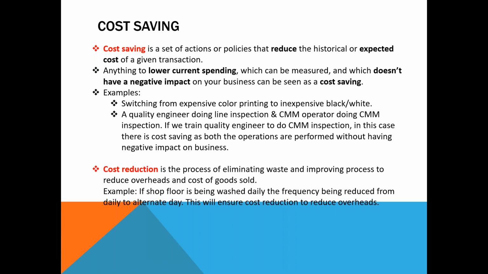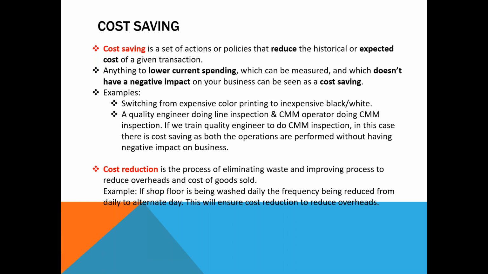We'll take some examples. Switching from an expensive color printing to a black and white. This is a cost saving. In a shop floor, there are two quality engineers. One engineer looks after the CMM operation and one looks after the daily line inspection. Now it was observed that there is a lot of scope and both are not fully loaded. They have plenty of spare time. So a study was taken and it was seen that a quality engineer who is a line engineer was trained on CMM and the CMM engineer was trained on line, and thus here we can combine the operation and we can save a manpower. This is a cost saving.